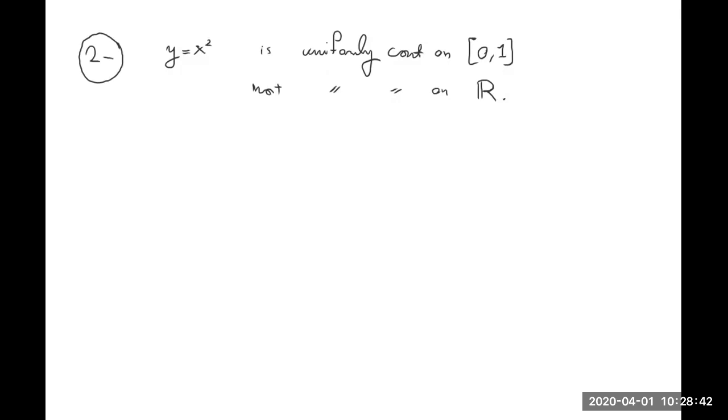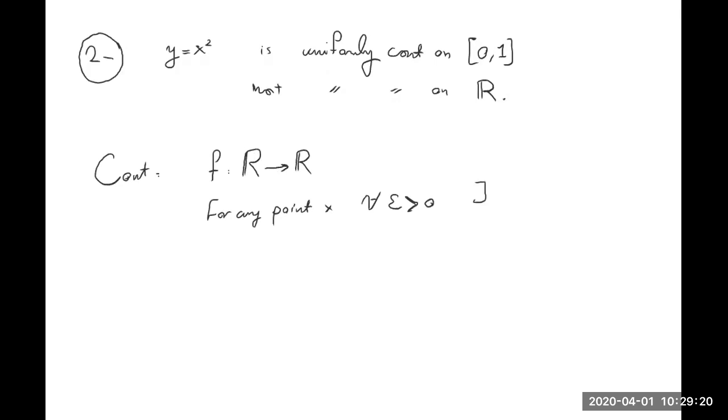Oh yeah, I can tell you the definition. Being continuous means, if I have a function f from, say, R to R, that for any point x, and for any positive epsilon, there exists a positive delta such that for any x prime, where the difference between x prime and x is less than delta, the difference between f of x prime and f of x is less than epsilon.